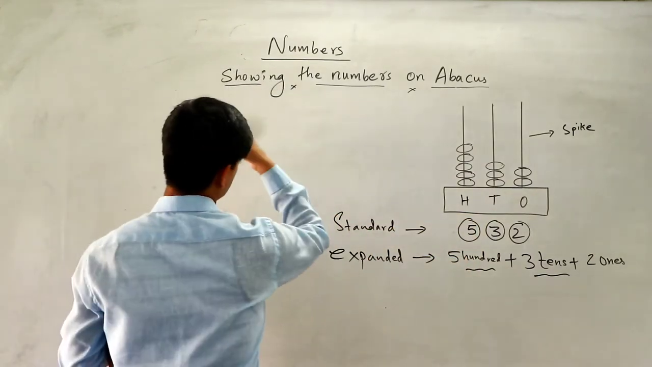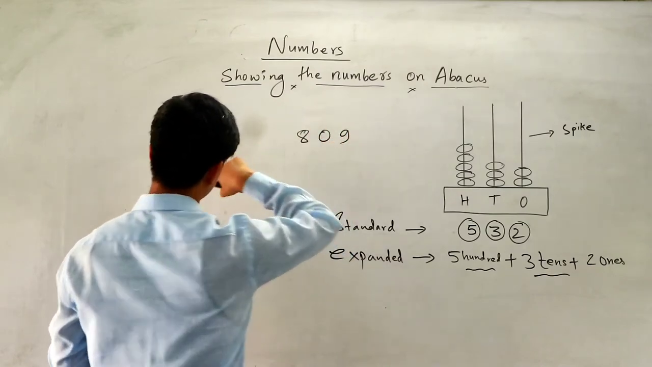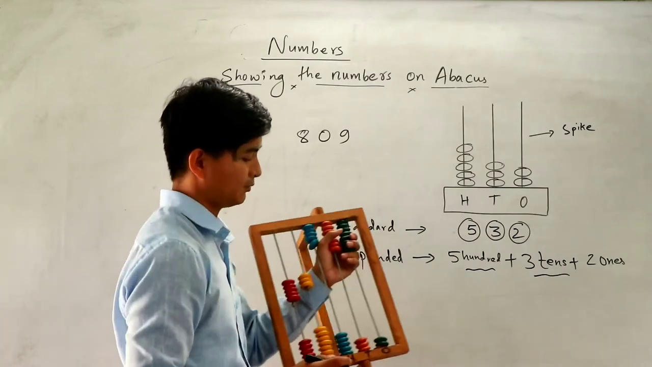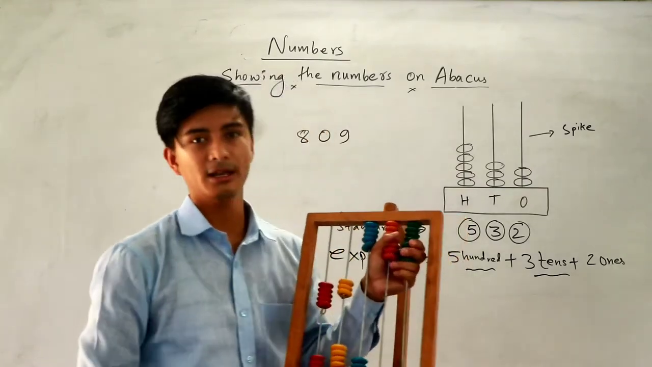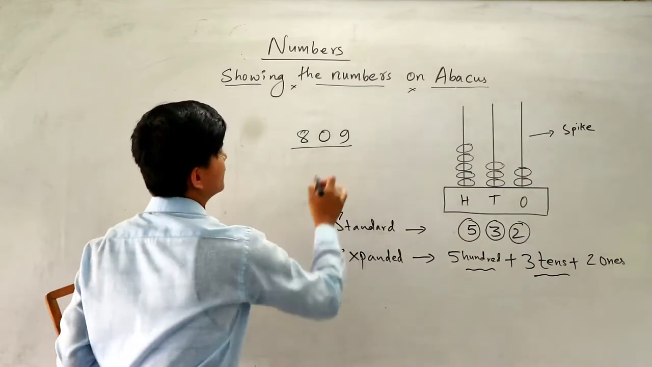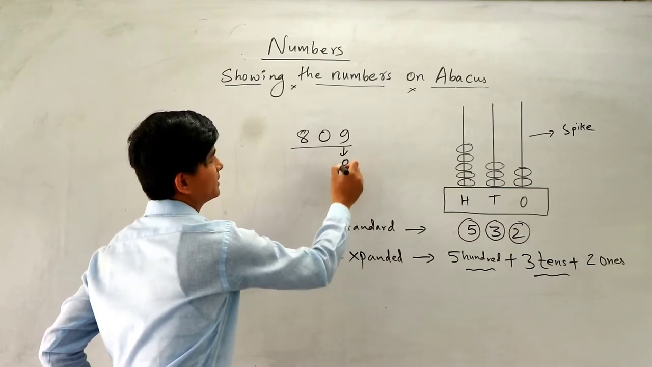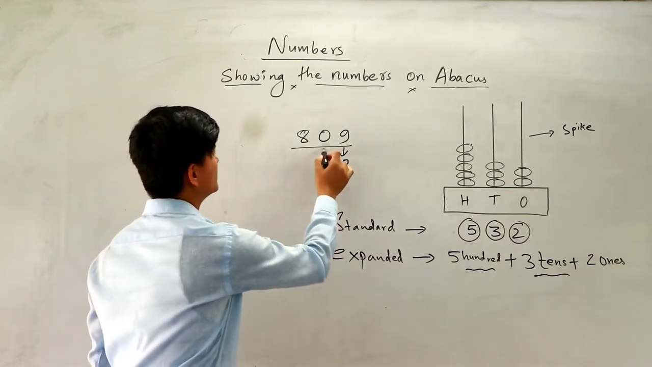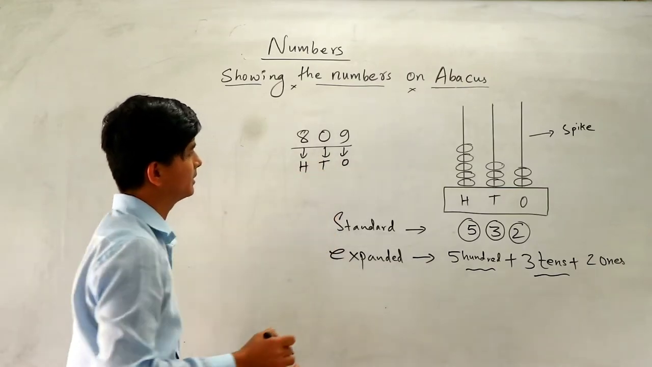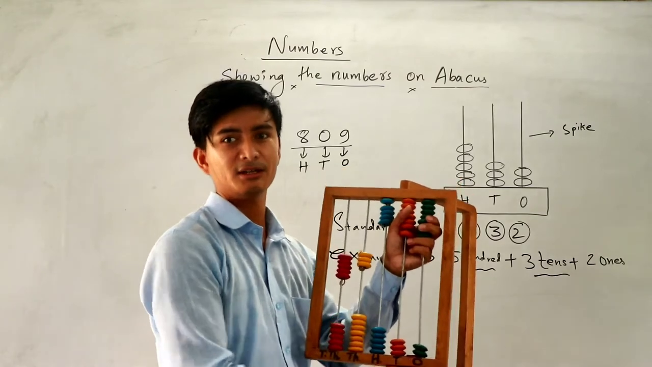So let's see here, 809. Suppose I have this number, and what you have to do, you have to use this number in Abacus. So how to do this one? First we have to know which place is this. Okay, this one it is in 1's place, this one it is in 10th place, and this one it is in 100th place. So always count with the right hand side, right? Right hand side, count again.